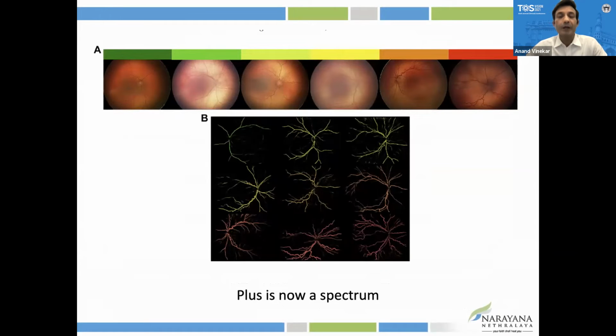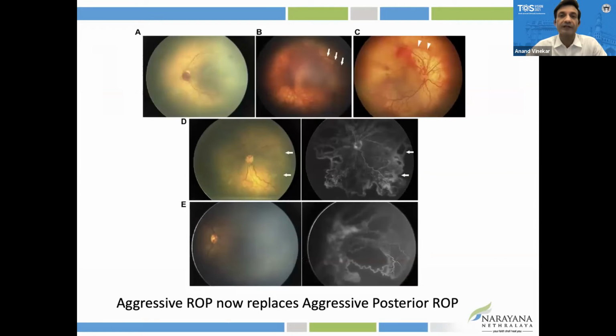But firstly, the big dilemma of when to call something plus disease and pre-plus disease, a term that we got in the 2005 classification, is fortunately being slowly done away with by the acceptance that plus is now a spectrum. So from what looks completely normal to what looks completely abnormal, there is a spectrum in between, and this article actually addresses that.